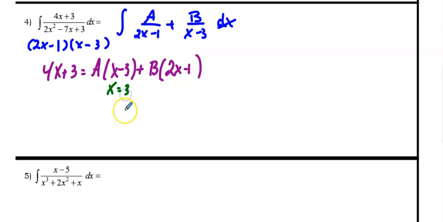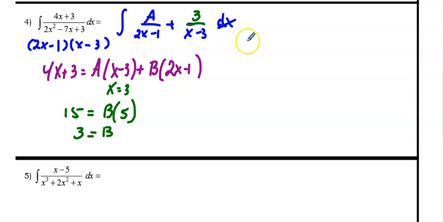So x is equal to 3. Well, if we make x equal to 3, this whole term is going to go away, and we're going to be left with b times 2 times 3, which is 6. 6 minus 1 is going to be 5. We plug in 3 over here. We're going to get 4 times 3 is 12. 12 plus 3 is 15. So we know that b is going to be equal to 3. So that's awesome. So we know that we can replace our b with the number 3.